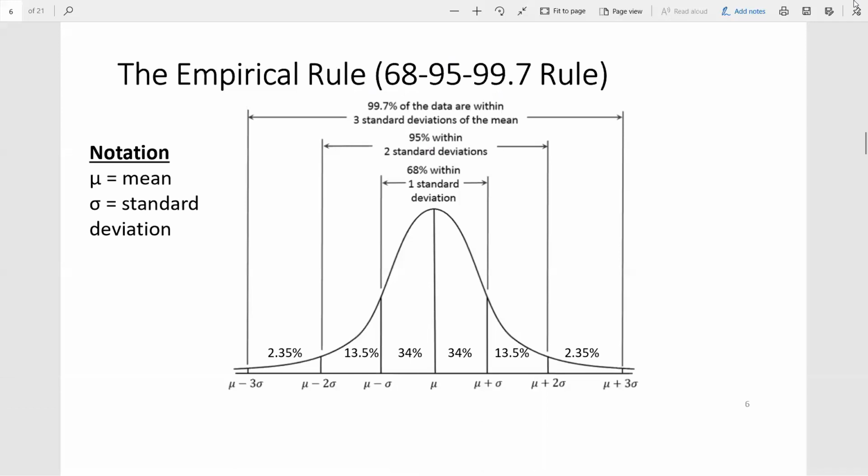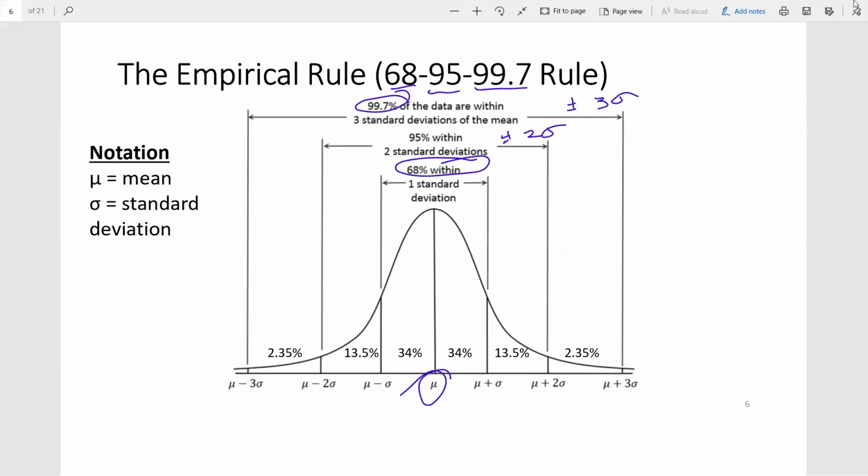Next, we have an empirical rule, which we're going to make use of. It's called the 68, 95, and 99.7 rule. And it says, first of all, that 68% of the data is within plus or minus 1 standard deviation of the mean. 95% is within plus or minus 2 sigma of the mean. And finally, 99.7% of the data is between plus or minus 3 sigma.